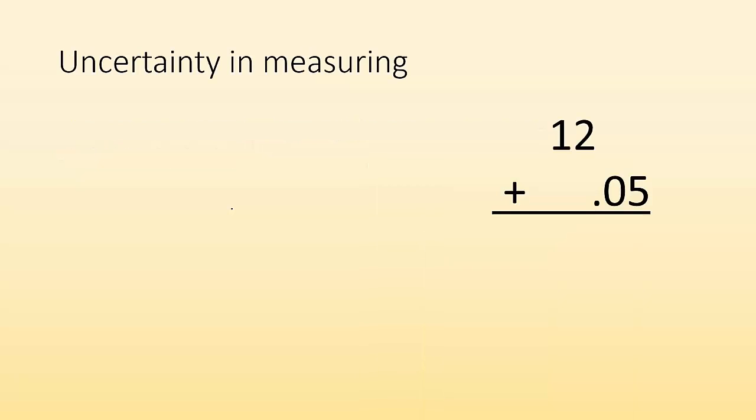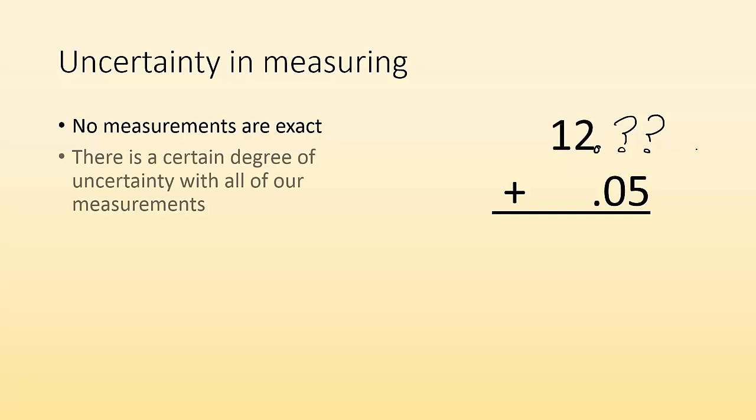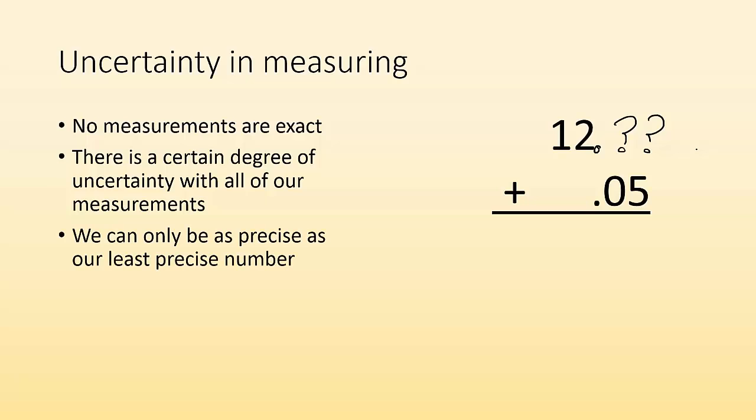All right, so there's uncertainty in measuring. No measurements are exact. We can't measure exactly. We can measure precisely, but there's always some uncertainty. So, for example, this 12 is really 12 point, who knows what's in those place values? We don't know. So there's a certain degree of uncertainty with all of our measurements. So we can only be as precise as our least precise measurement.